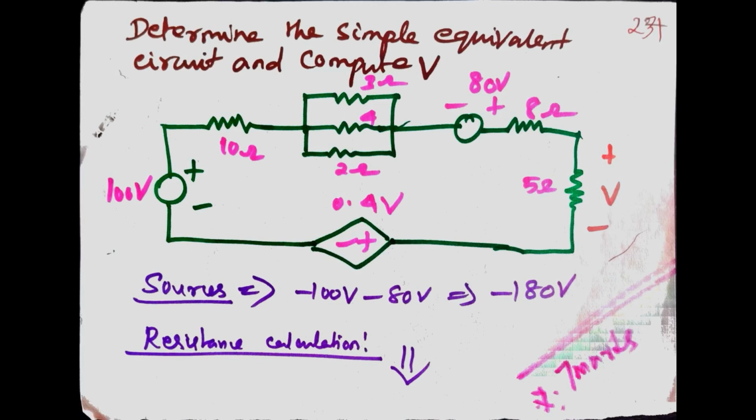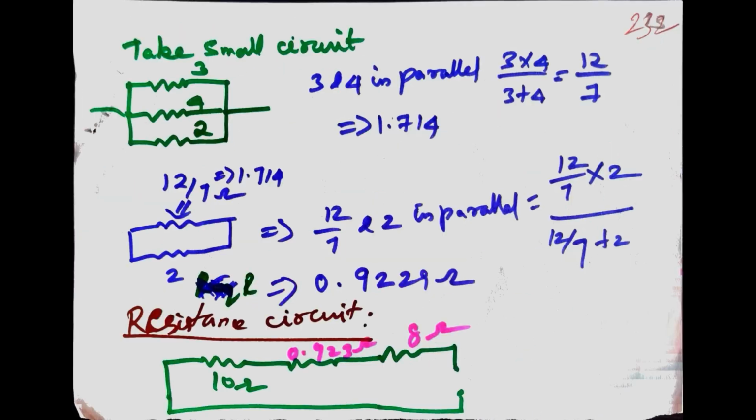Second problem: determine the simple equivalent circuit and compute V. The circuit consists of two voltage sources, a dependent or controlled source, a small circuit resistance and series resistance. We find the voltage across the 5 ohm. That is very important in this problem. The sources are minus to plus, rise voltages, in the same direction. 100 plus 80 is 180 volt.